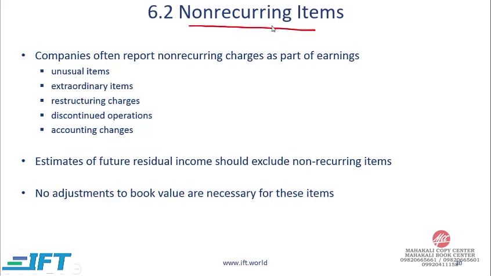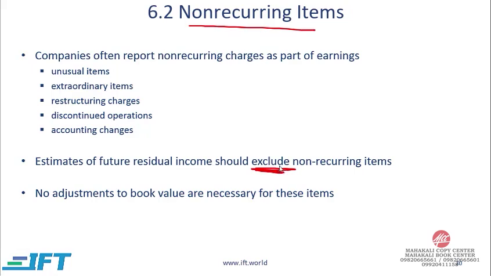Next point is non-recurring items, and you know this already. Companies often report non-recurring charges as part of earnings, and where do you see this? You can look for unusual items, extraordinary items, which is a US GAAP concept. Restructuring charges are generally non-recurring. Discontinued operations, accounting changes. So when you look at these non-recurring items, what do you do? Your estimates of future residual income should exclude non-recurring items.